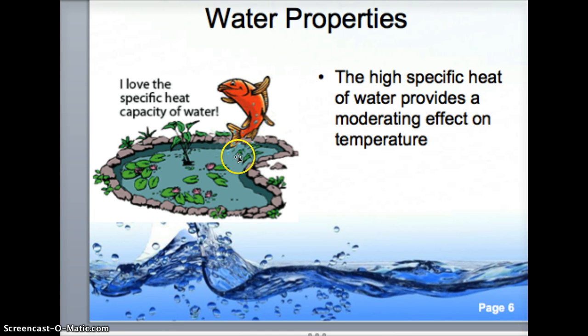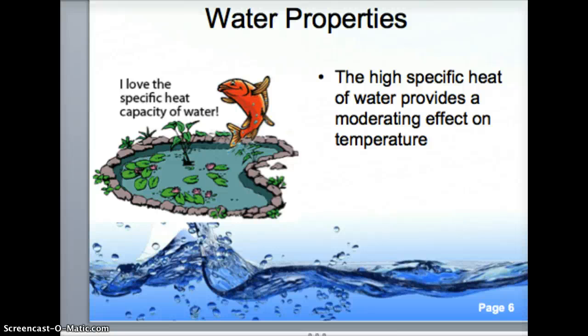The fish love it, right? That's why it's important, okay? The main reason is the high specific heat of water provides a moderating effect on temperature. So if there's a big body of water like the ocean or a lake, the water in that lake or ocean takes quite a lot of energy to heat up. So it stays the same temperature for a long time.